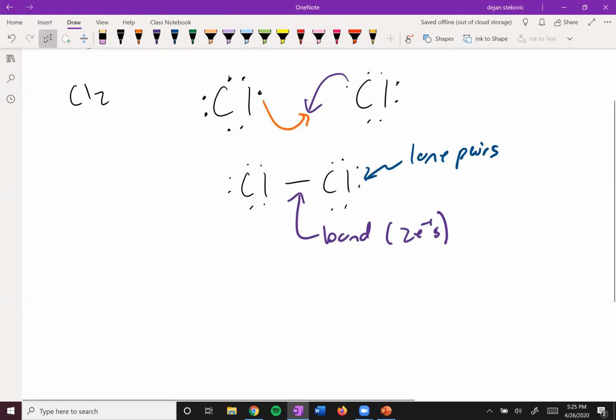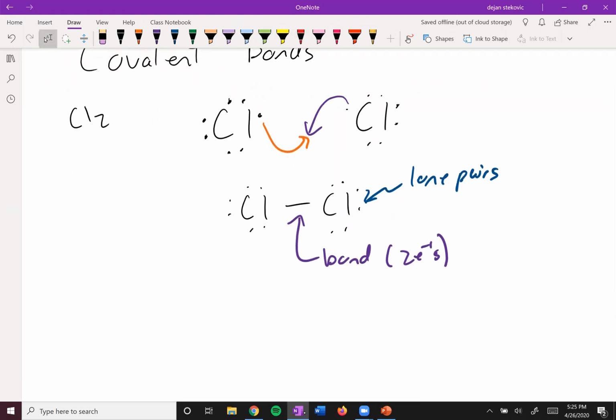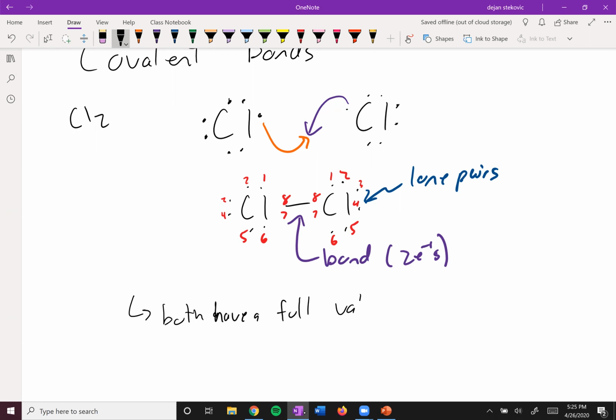And so when you're counting electrons, you basically double count the bonds, right? So this chlorine has 1, 2, 3, 4, 5, 6, and then you count both electrons in the bond for 8 valence electrons or a filled valence shell. And same thing for the other chlorine, 1, 2, 3, 4, 5, 6, 7, 8 valence electrons. So they both have a full valence shell, and that is preferred.